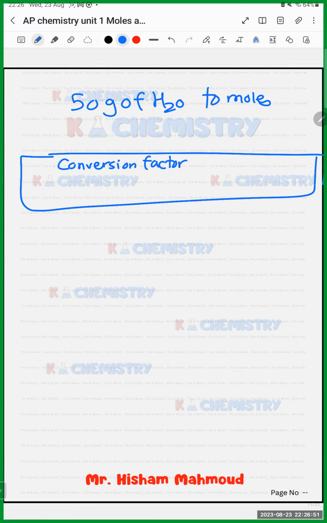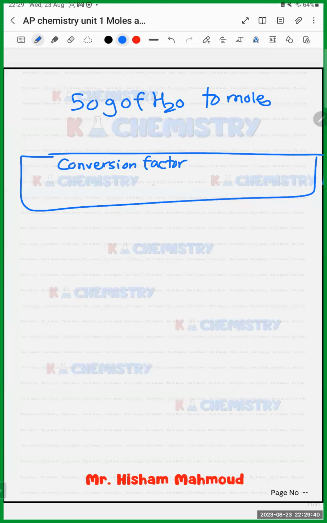What does the conversion factor tell me? Comparing the grams to moles. So now I'm comparing the grams to moles, which is a little bit different from what we did last time. First, we'll need to know how many moles represent how many grams. We know that number of moles is equal to mass over molar mass.